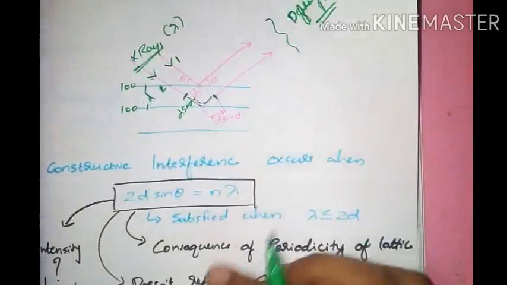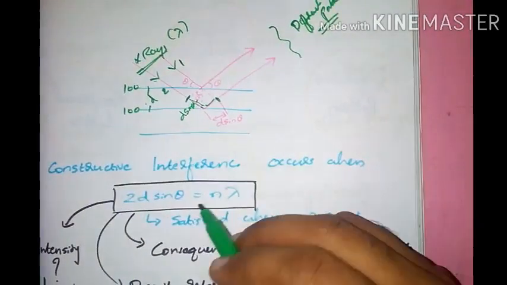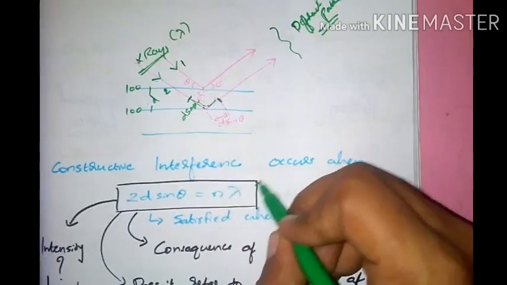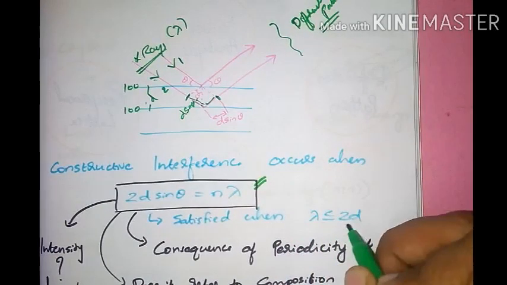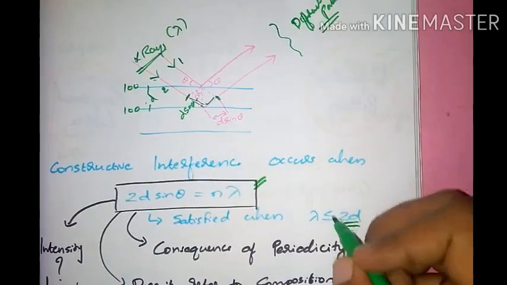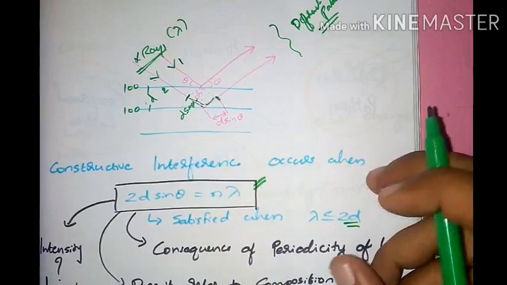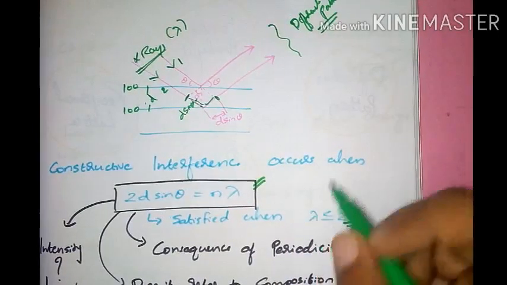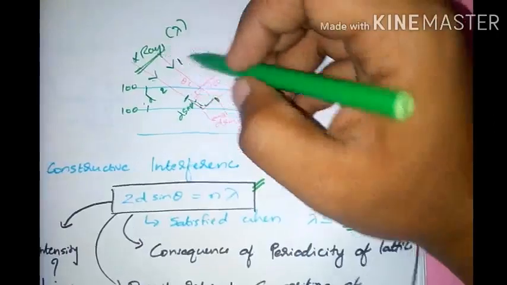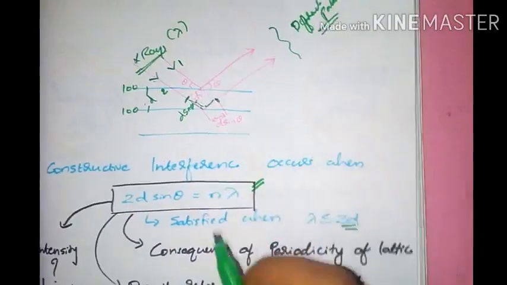Okay, so this condition is satisfied. This is called Bragg's law, and the condition to be satisfied here is that lambda is less than or equal to 2d. Here d is the interplanar distance. So 2 times the interplanar distance is the maximum allowed limit to the wavelength of the kind of ray we are using to analyze our crystals.